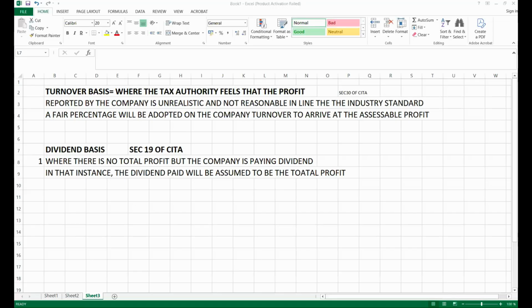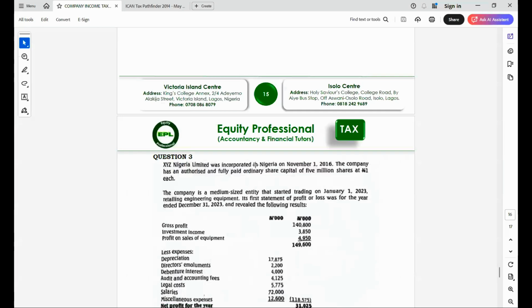So we are looking at question number 3. So let me share question number 3. XYZ Nigeria Limited was incorporated in Nigeria on November 1, 2016.